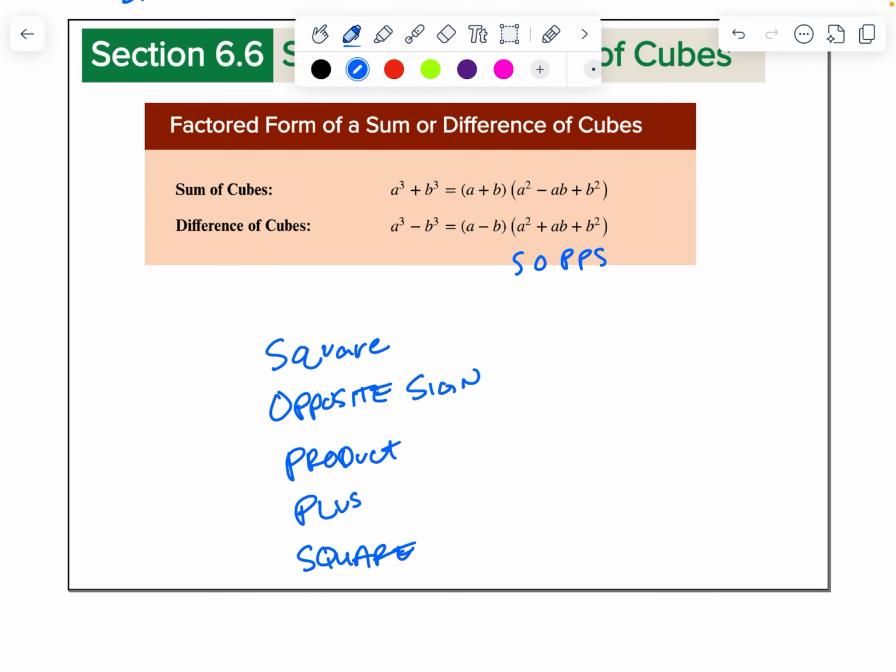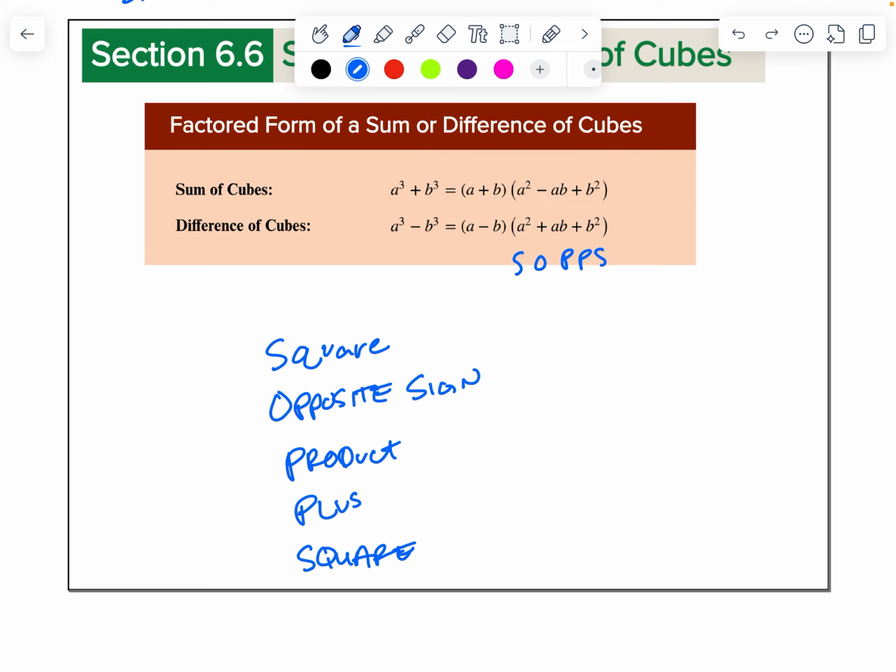Some people do it a little bit differently, but you're going to start the same way that you did with difference of squares: you're going to take these two items and break them into their cube-rooted pieces. So a to the third, if you take the cube root of that, you get an a. b to the third, if you take the cube root of that, you get a b.